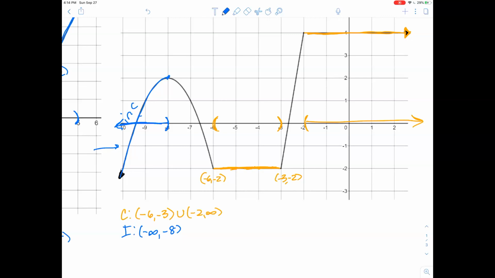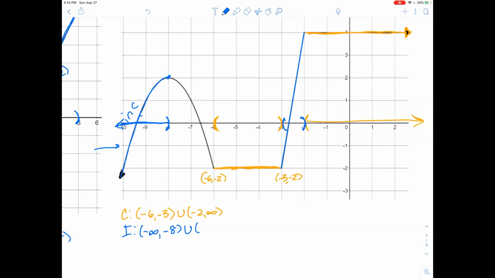And then the graph decreases, and then it's constant. And then right here, there's a really strong increase between -3 and -2. So it's also increasing across -3 to -2 on your domain.